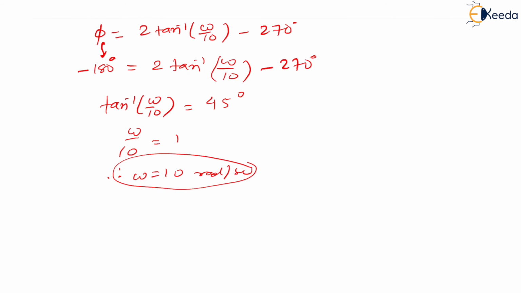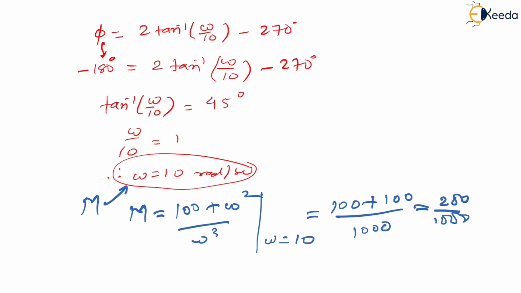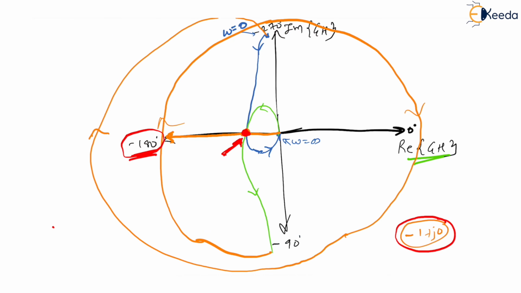Therefore you get omega equal to 10 radians per second, right? Now if I want to check the magnitude at this frequency, I will simply replace it in our equation. The magnitude equation is (100 plus omega squared) by omega cubed at omega equal to 10. Replacing it by 10, I get 100 plus 10 squared, which is 100, divided by 10 cubed, which is 1000. So it is 200 by 1000. Therefore the magnitude is going to be 0.2, and the angle is definitely -180 degrees.